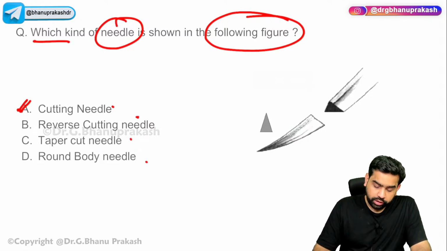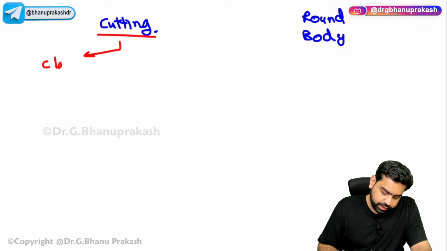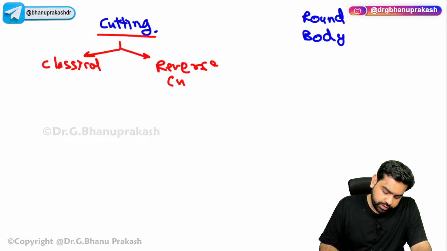Let's try to talk about needles a bit. There are two types of needles: a cutting needle and a round body needle. The cutting needle can be of two types: a classical cutting needle, or a reverse cutting needle.